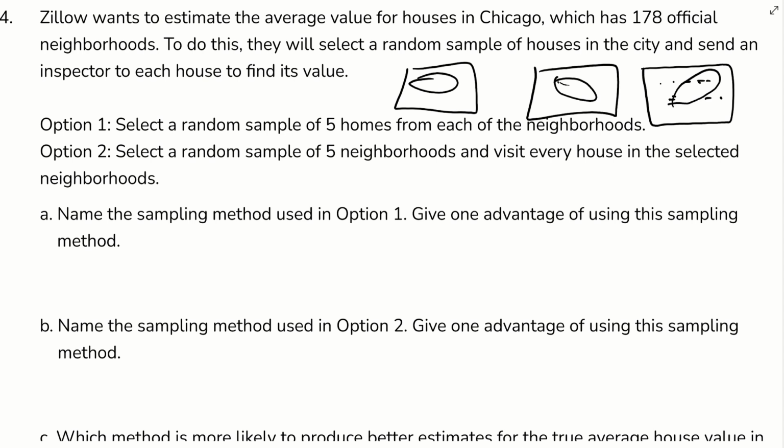So then that would be a stratified sample. Stratified random sample. And this method guarantees that all neighborhoods will be represented. So that's the good thing.